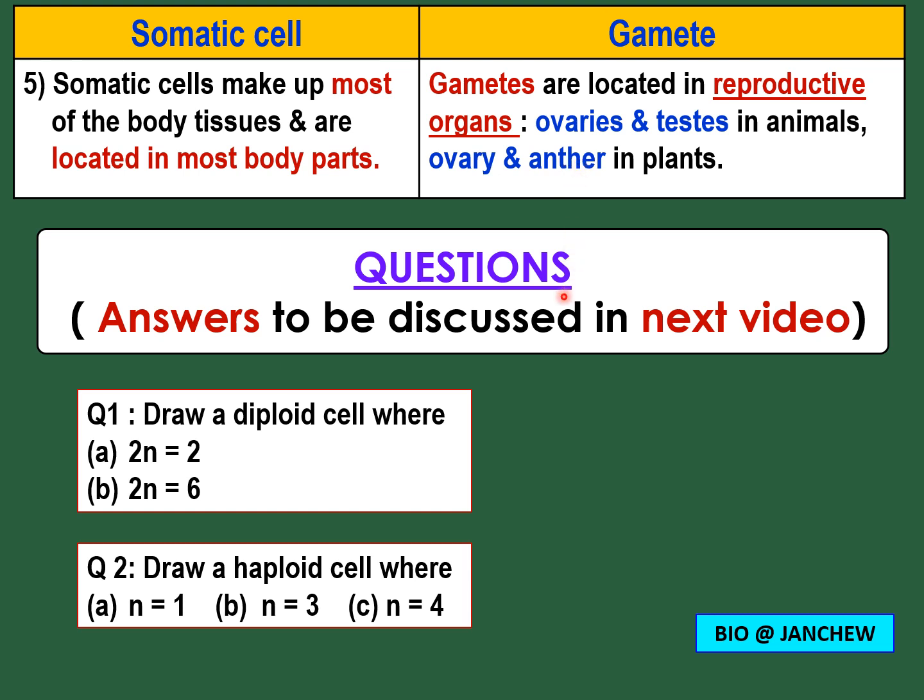Right. So here are 2 questions for you to try, where you have to draw the cells. Okay, and next week we will discuss the answers. Question 1, draw a diploid cell where 2N equals 2 and 2N equals 6. And question 2, draw the haploid cells. Now these 2 questions are important to test your understanding of diploid and haploid cells, especially when we are going to talk about the cell division process later on, mitosis and meiosis.